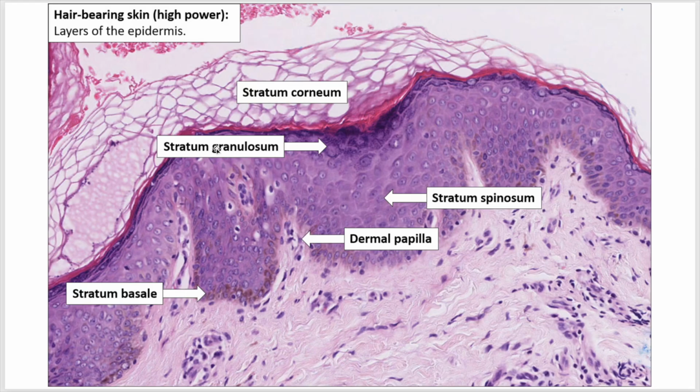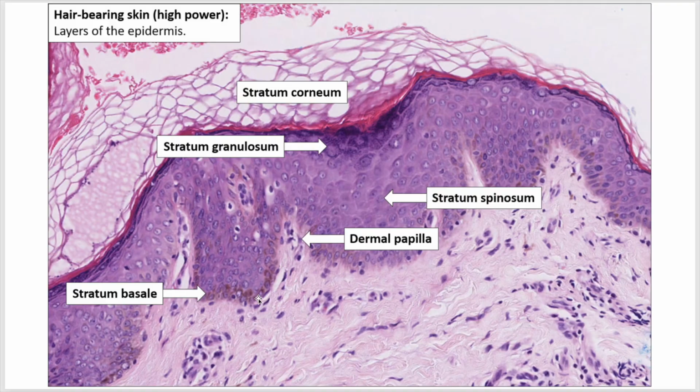And below that is the stratum granulosum, where those are still keratinocytes. There are still preserved nuclei, but there are abundant granules inside of the cells. Below that is the stratum spinosum, where those keratinocytes have a polygonal shape. And even below that is the stratum basale. So this is the area where we usually call them basal cells.